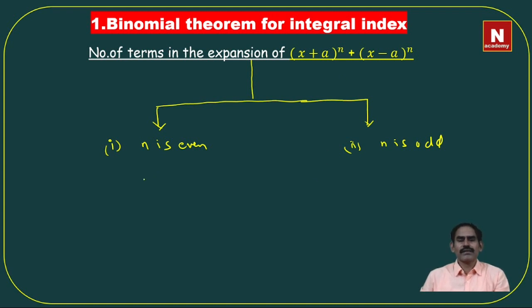When n is even, the number of non-zero terms in this expansion is n by 2 plus 1. This is the formula. When n is odd, after expansion we will get (n plus 1) by 2 terms.